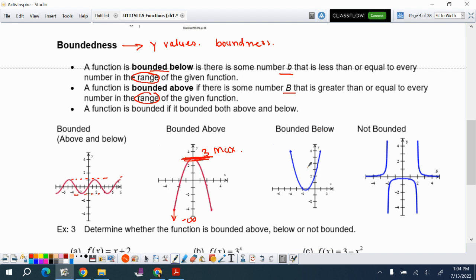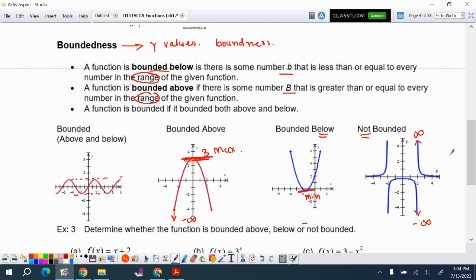Similarly, for bounded below, the minimum value is, you can say, 0 or negative point something. So this is the minimum. There are no y values below here. That's why it is bounded below. Some graphs are not bounded because they go to positive infinity and to negative infinity. Now there is no such thing as bounded in the middle. So there are four categories of bounded: above and below, above, below, and not bounded.